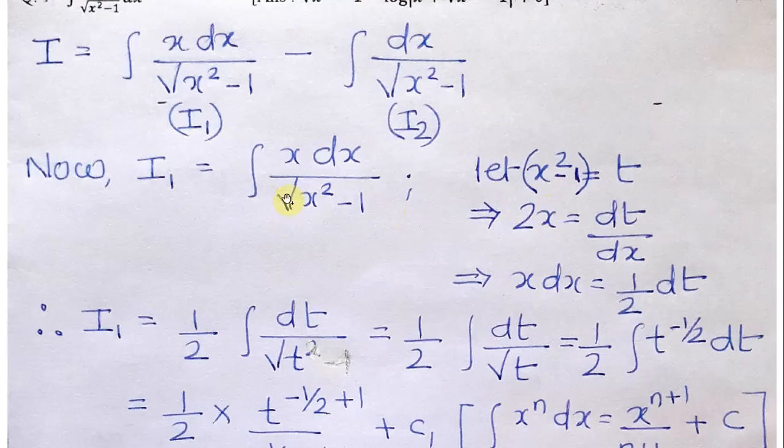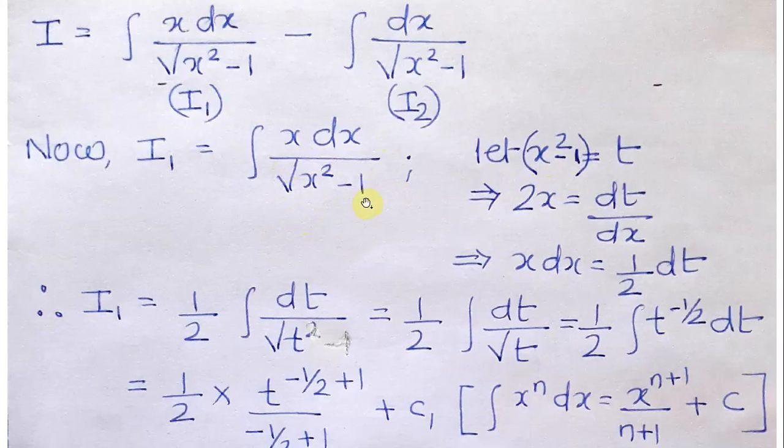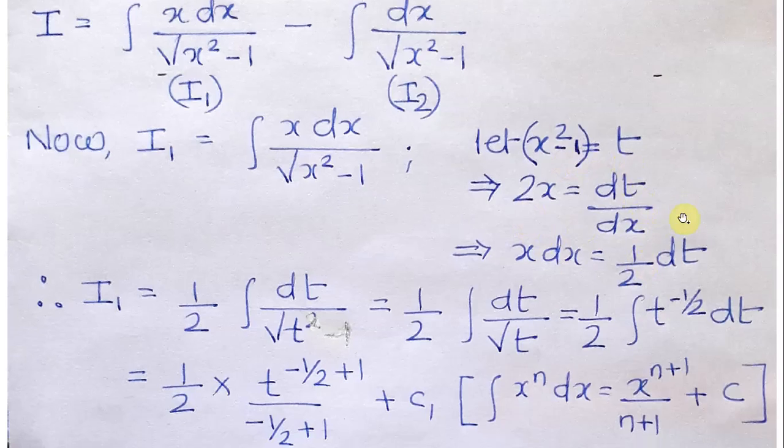First of all, I1 is x dx upon under root of x square minus 1. X square minus 1, the whole term, I am taking as t. The differentiation of x square will become 2x and the differentiation of 1 becomes 0, since you are aware that the differentiation of a constant term is 0, so I am leaving that part. And again the differentiation of t will be dt upon dx. Dx I transferred here and 2 I have transferred onto the right hand side. So x dx will become 1 upon 2 into dt.